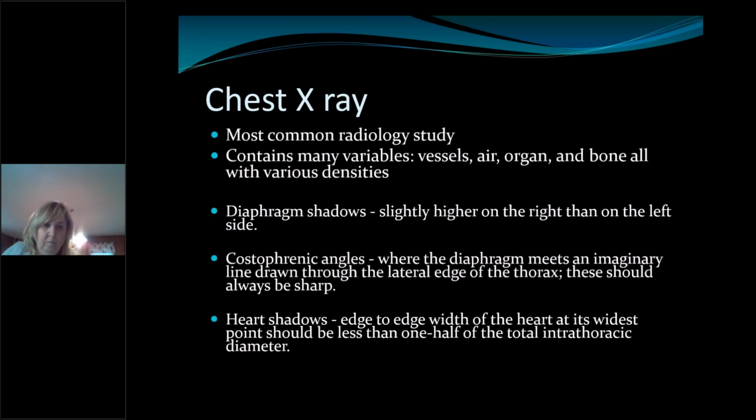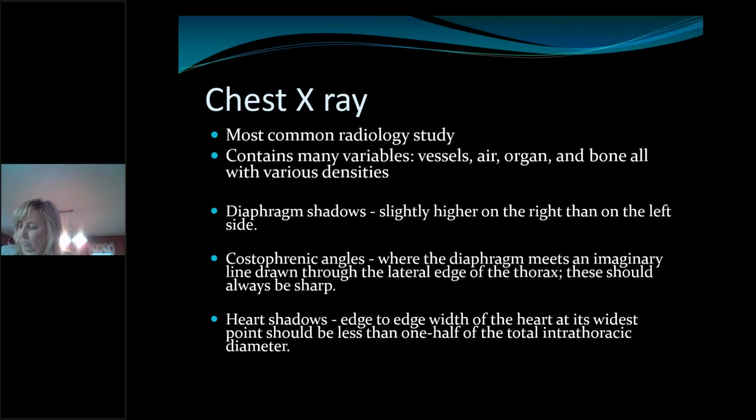Diaphragmatic shadows, these are always going to be a little bit higher on the right than the left, as you'll see on some x-rays here shortly. Why? Well, you got this big thing under there called the liver. So think about the anatomy a little bit. Costophrenic angles, these are imaginary lines which will be very easy to see, and they're important because if they're not nice and sharp on each edge of the thorax, you start thinking about different pathology, including pulmonary effusions and even basilar atelectasis or pneumonias, and sometimes even tumor.